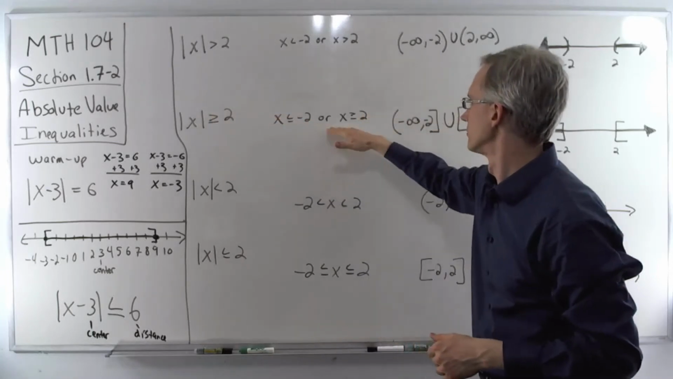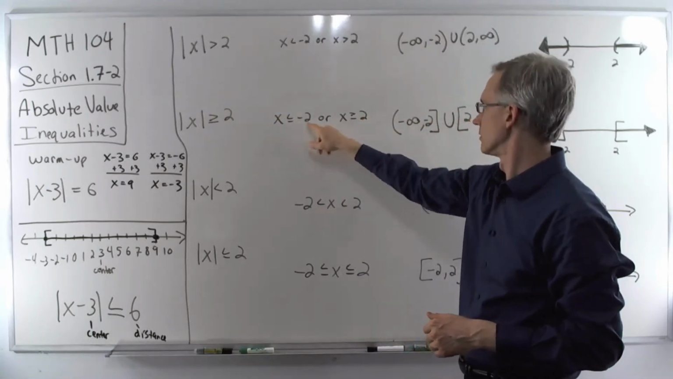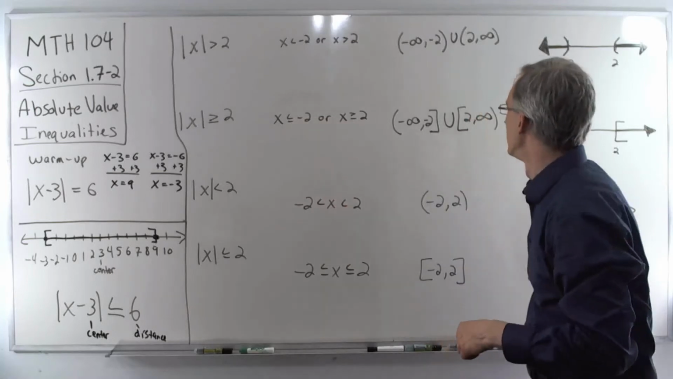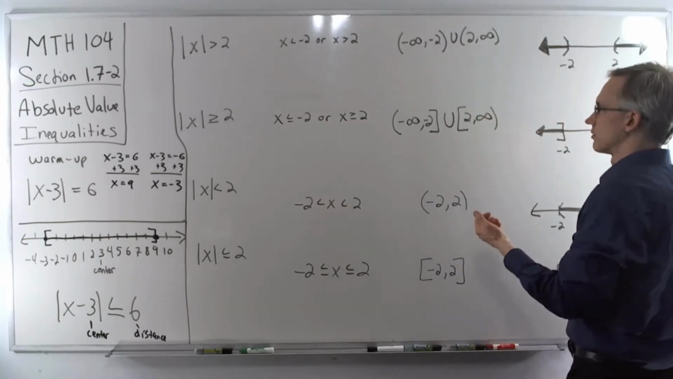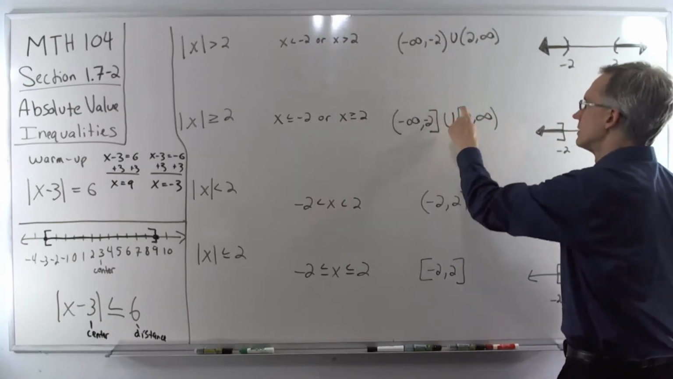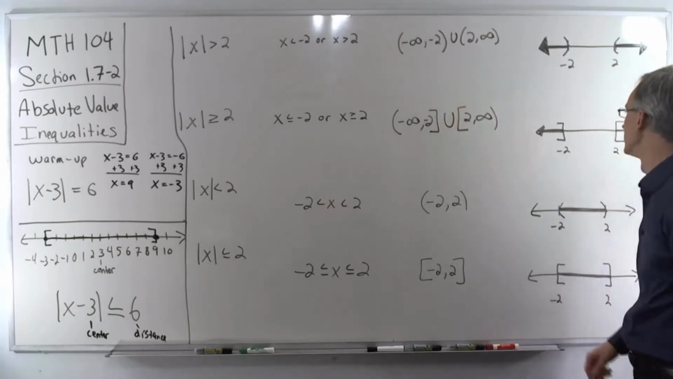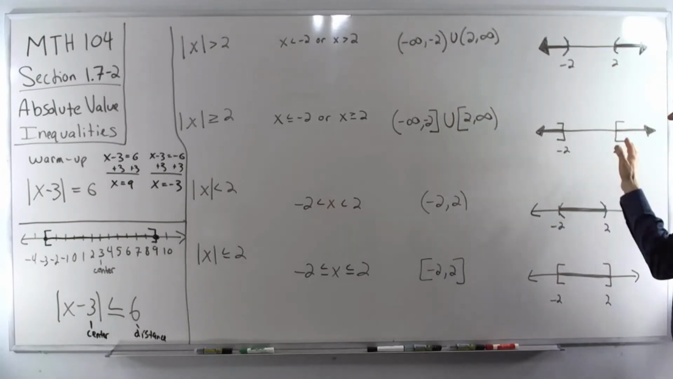Everything follows from that, greater than or equal to or less than or equal to here. Since we have greater than or equal to, we have brackets instead of parentheses, and the same thing here. But other than that, everything's the same.